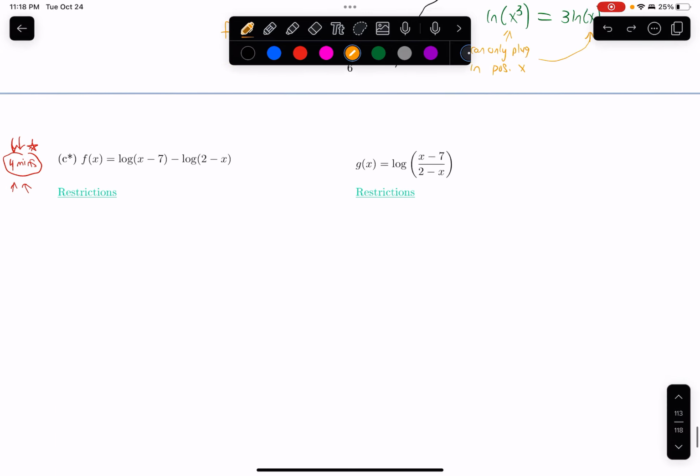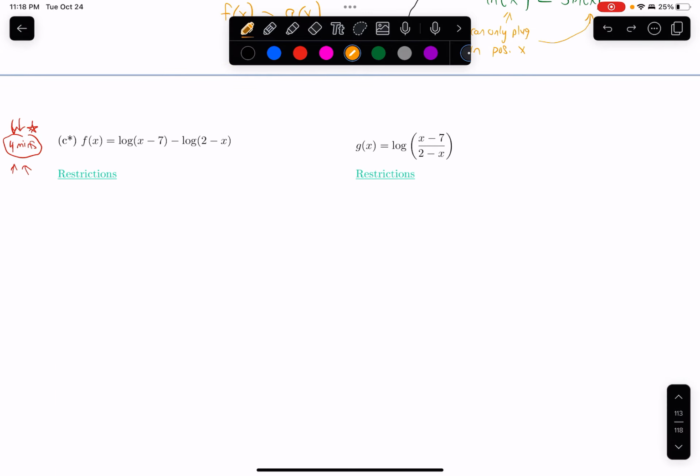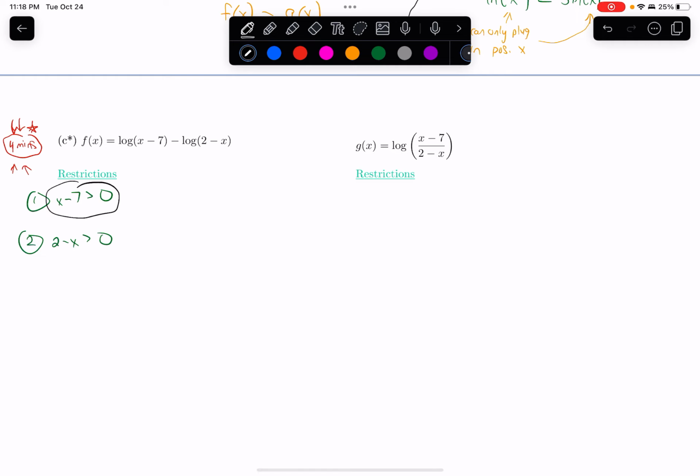All right, let's go back to part C here, finding the restrictions. For this first one, I see 2 log functions, so there are going to be 2 restrictions. The thing inside of the first log, which is x minus 7, has to be greater than 0. And the thing inside of the second log, which is 2 minus x, also has to be bigger than 0. So how do I solve these inequalities? These are both the easy type of inequalities. They're linear, so I can just isolate the x.